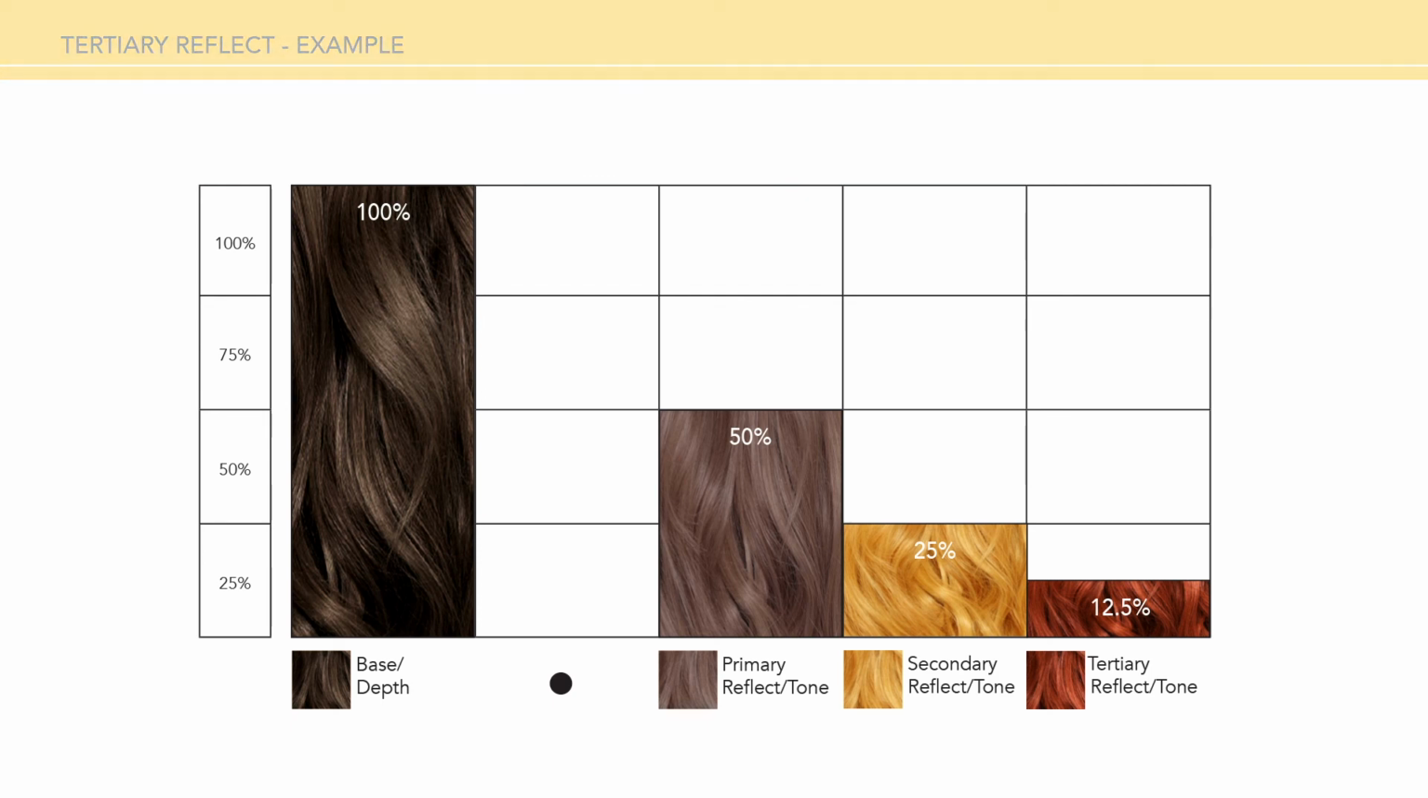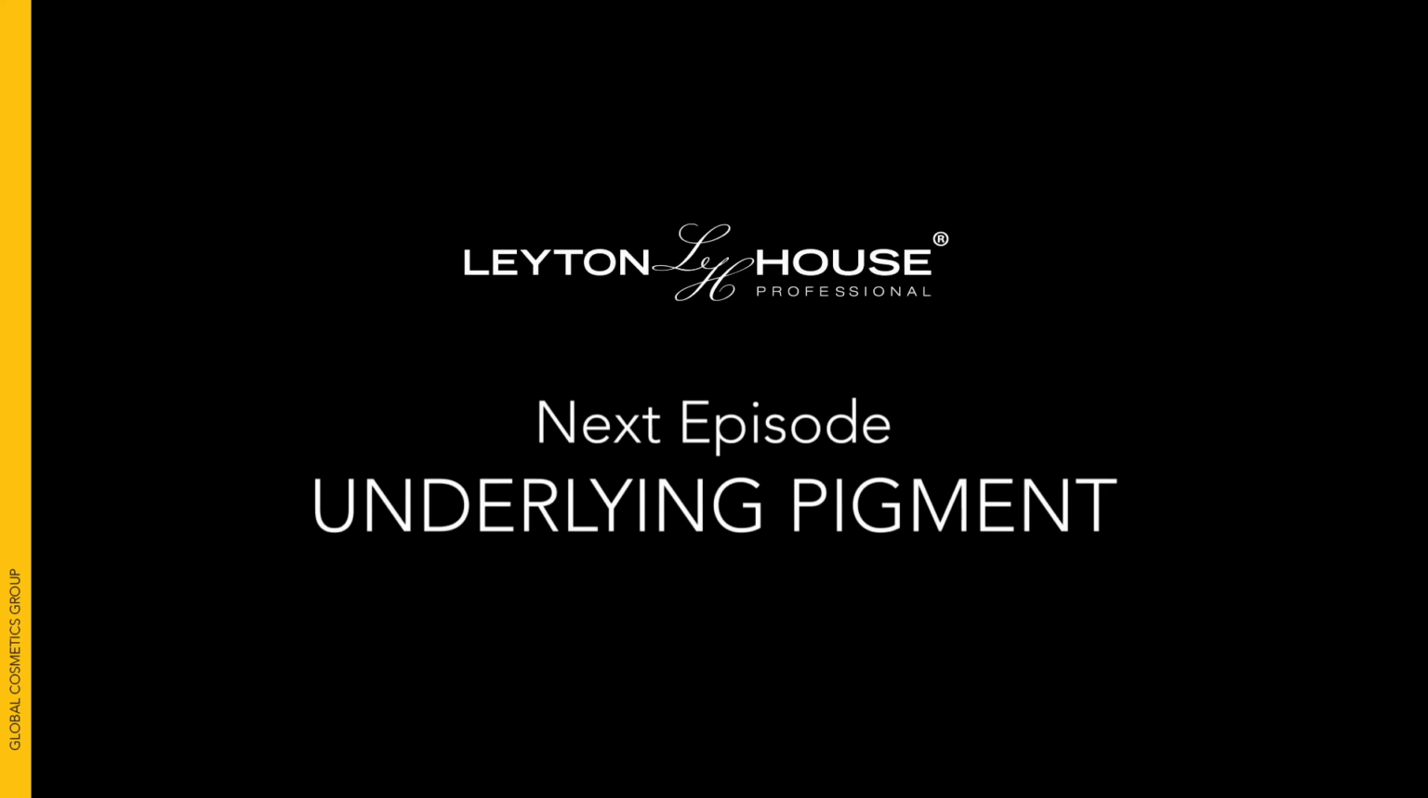You now have a basic understanding of how the colour depth and tone is distributed and represented within the shade's formulation.